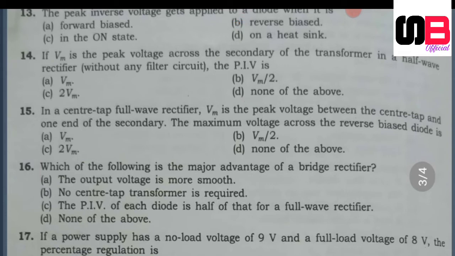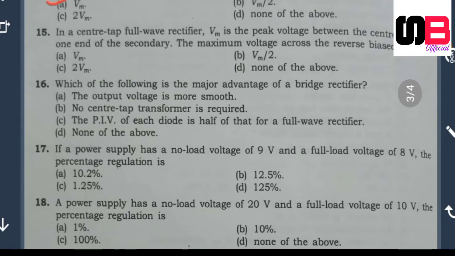Okay, the next one: if Vm is the peak voltage across the secondary of a transformer in a half wave rectifier without any filter circuit, the PIV is, if Vm is the peak input signal, then the PIV is Vm. I already gave a list in my first video of the MCQ series. Kindly see the table from there. A comparison between half wave, full wave, and bridge type is already present there. It is already given that the PIV of a half wave rectifier is Vm.